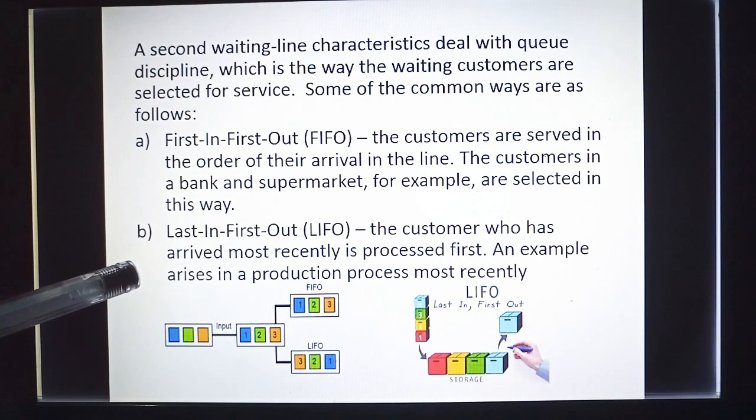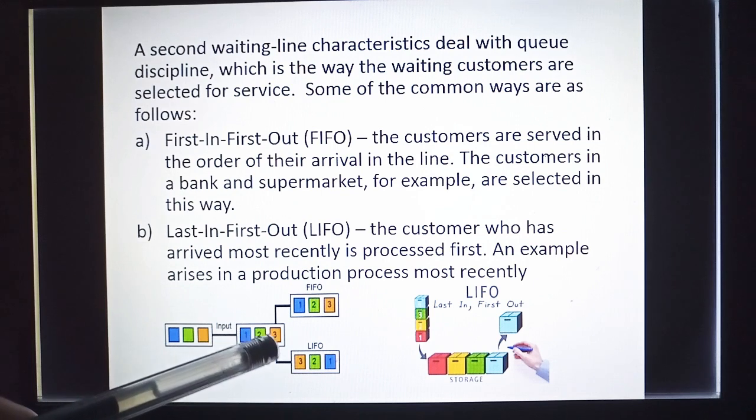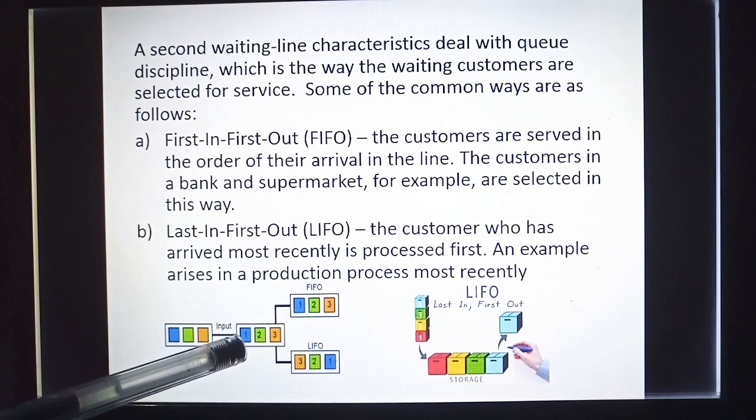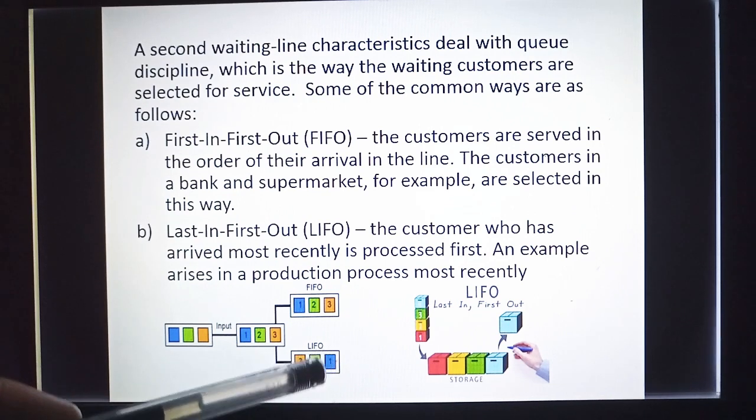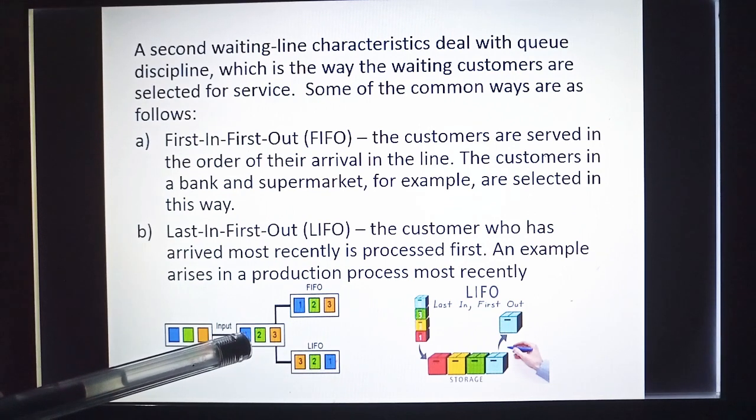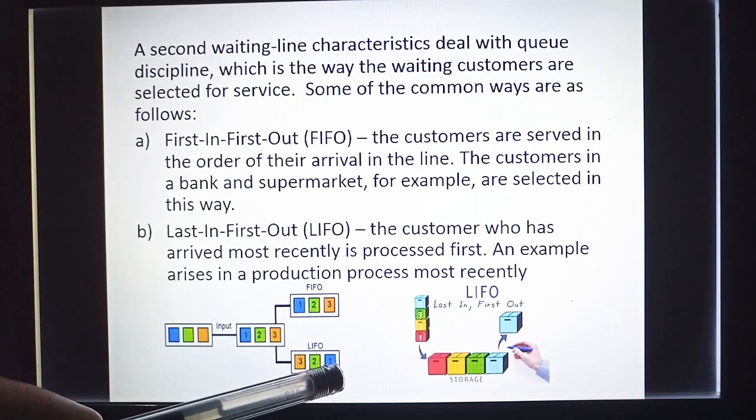The customer who has arrived most recently is processed first. An example arises in a production process. So for example, this one, last in, first out, LIFO. So 1 for this part, 1 is last in, and then first out is 1. Okay, so 1 is last in, first out, LIFO. So that is an example of LIFO.